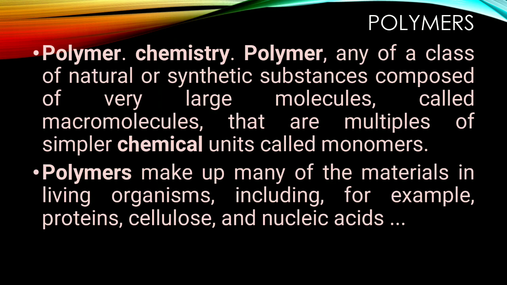Polymer chemistry. A polymer is any class of natural or synthetic substance composed of very large molecules called macromolecules that are multiples of similar chemical units called monomers. Polymers make up many of the materials in living organisms, including, for example, protein, cellulose, and nucleic acid. As we say, polymers are generally a giant chain of macromolecules. Polymers can be synthetic or natural. Generally, we will discuss the synthetic, man-made polymers.